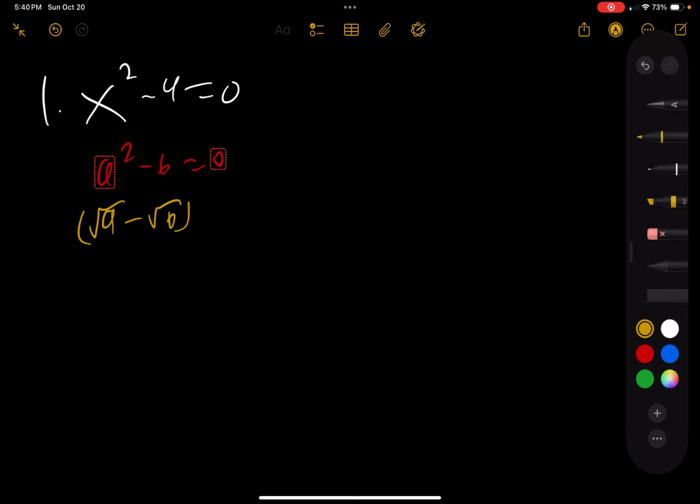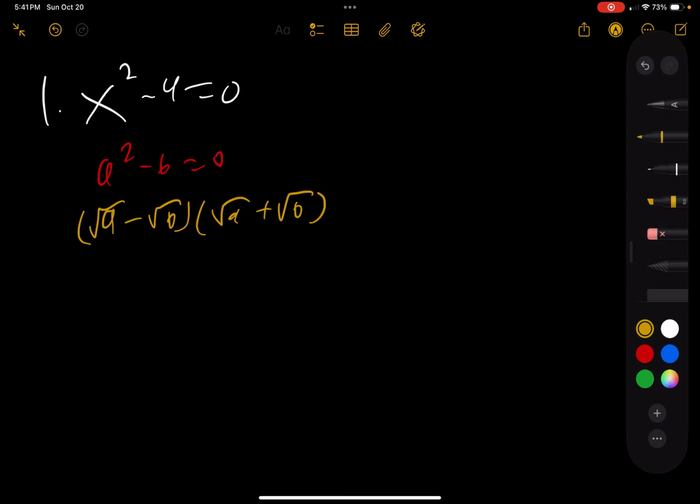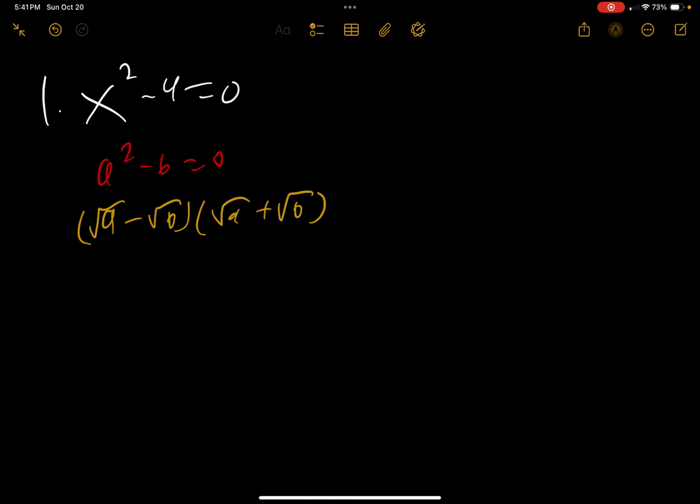Example 1: x squared minus 4 equals 0. So this is actually a very special product. When we are given a quadratic in the form a squared minus b equals 0, we can factor this out to square root a minus square root b times square root a plus square root b. So that's how we could factor out this first quadratic.